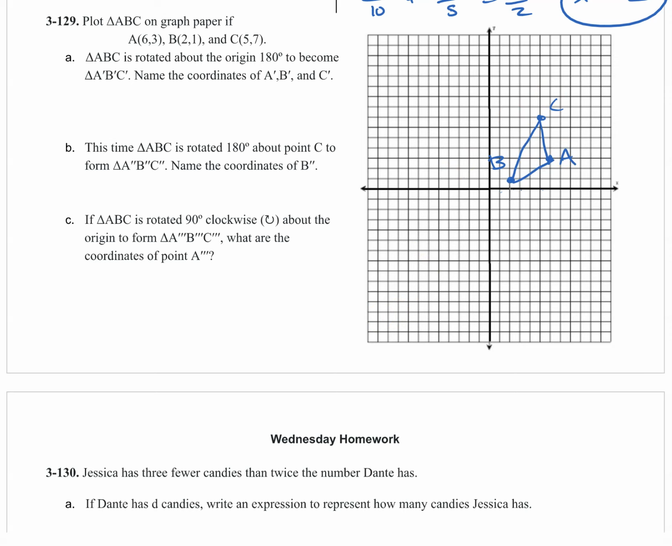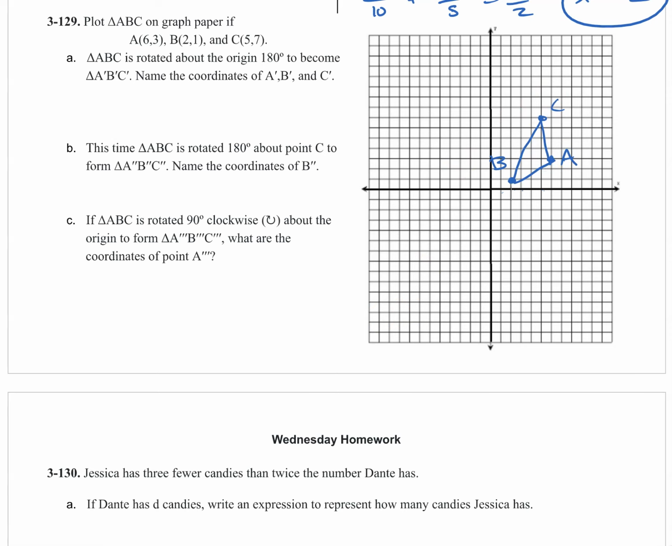Alright, let's do part A. Part A says, ABC is rotated about the origin 180 degrees to become A prime, B prime, C prime. Name the coordinates of A prime, B prime, and C prime. Use your trace paper. These are so much easier if you just use trace paper. And unfortunately, I can't really demonstrate that because I'm writing onto my computer. But if you use trace paper, it's so fast.